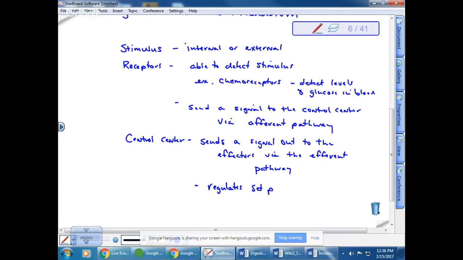And this will be important when we talk about body temperature, because sometimes when we get a fever, our set point will actually change, like it'll get higher and our body temperature will go up. So the control center regulates the set point.